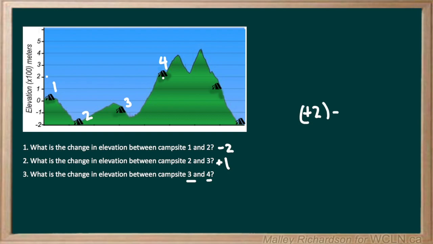subtracted from the elevation at campsite 3, which we knew from the previous question to be -1. So minus -1. And we know that minusing a negative number leaves us with addition, so we have +2 plus 1, which gives us +3. So the change in elevation between campsite 3 and 4 is going to give us +3.